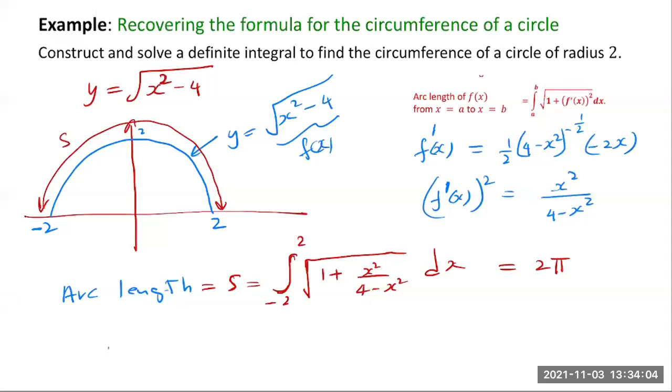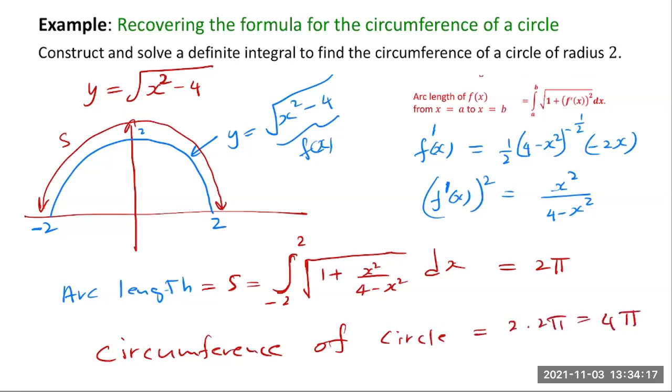That means the circumference of the circle would be 2 times this length, that is 2 times 2 pi, which is 4 pi. And this well coincides with the formula. You know how to find the circumference of a circle, that is 2 pi r. R in this case is 2. If you plug in 2 here, you get 4 pi, right? That's what you get here. Okay, all right, that completes that example. Let's move on.